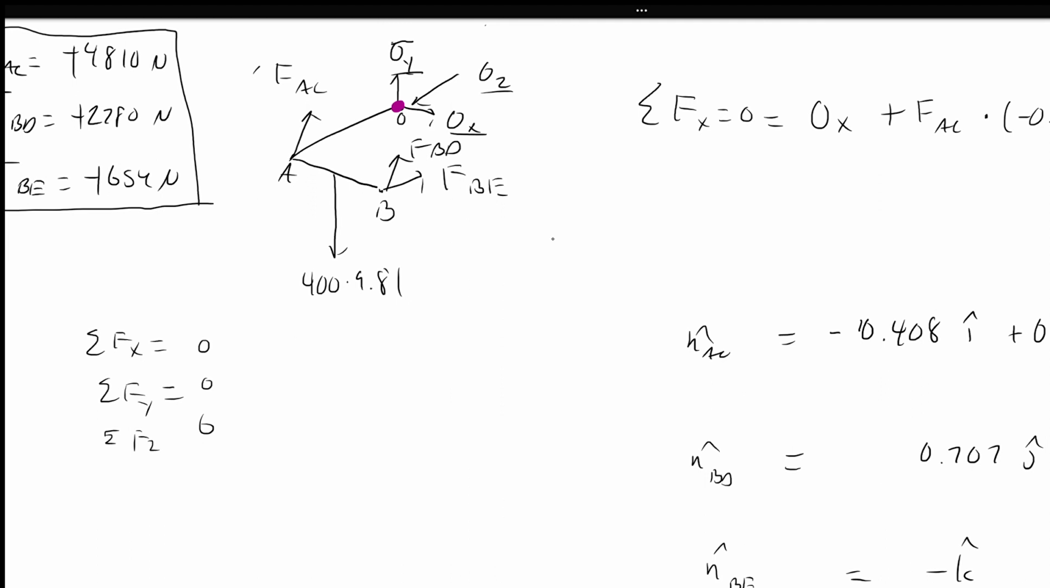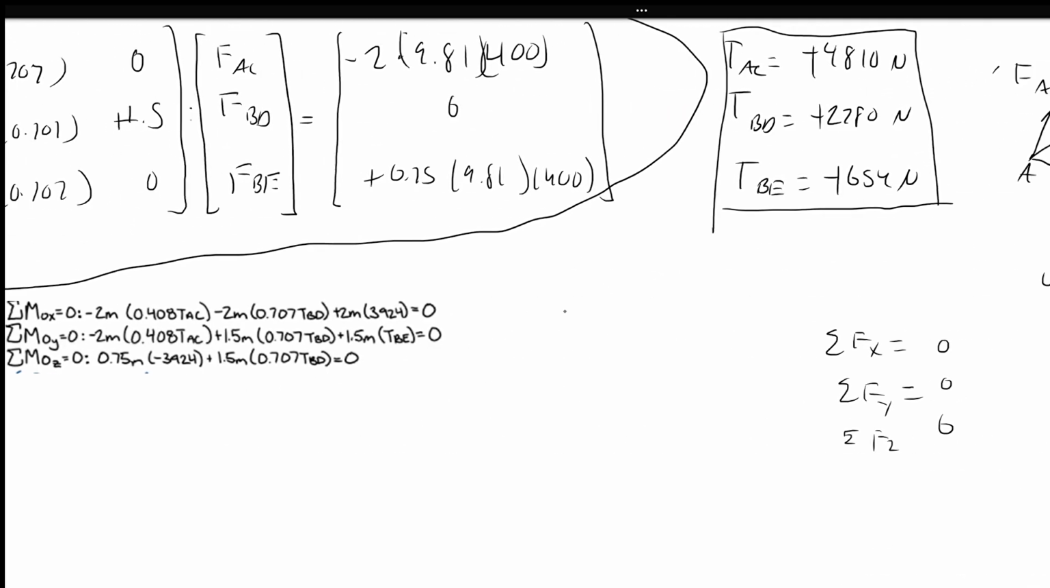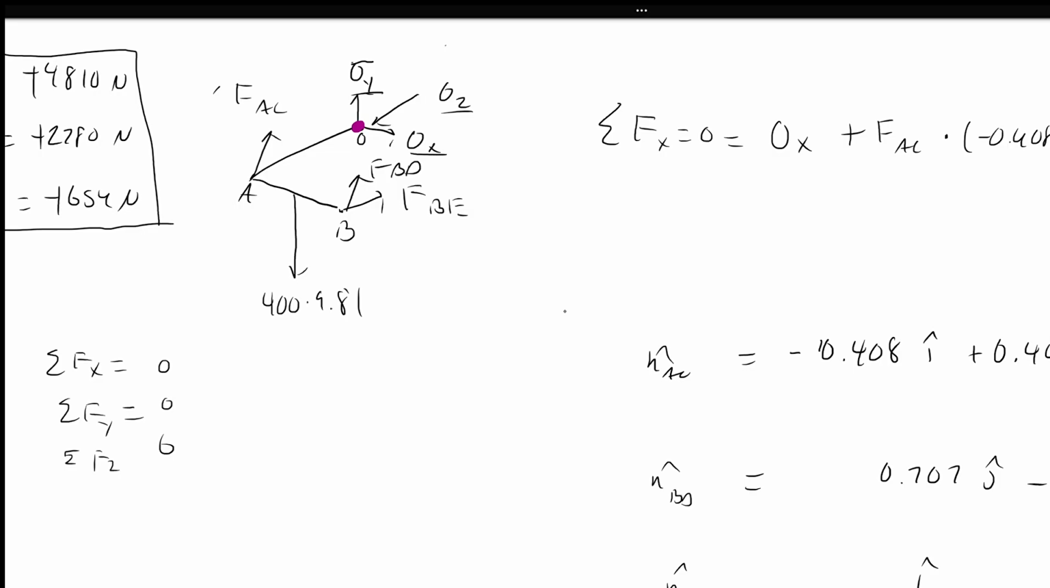And we found that F_AC was what? 4,810. So O_X is going to be whatever that is, positive. 0.408 times 4,810, 1,960 newtons. Alright, one down, 2 to go.